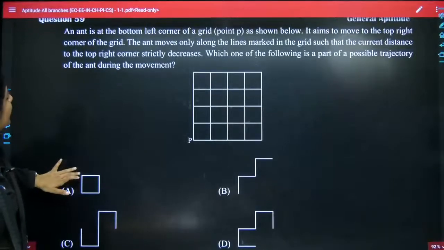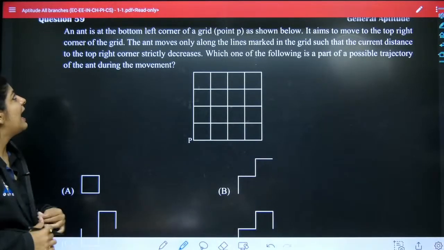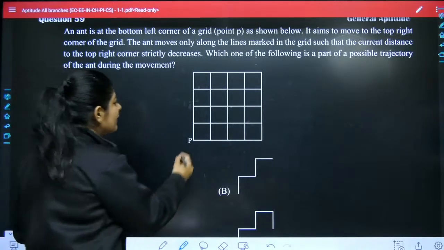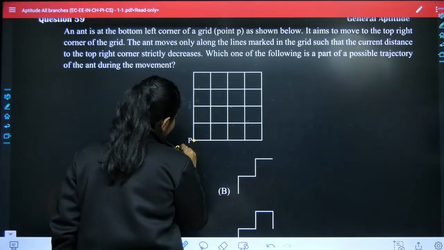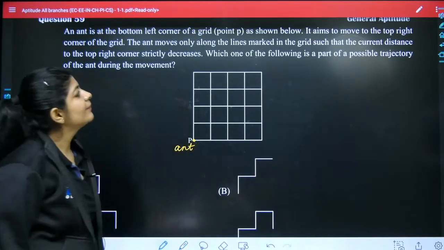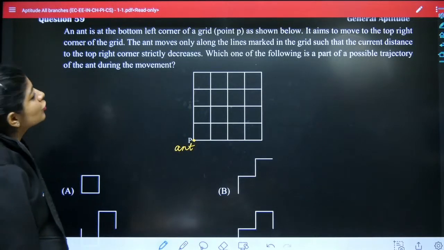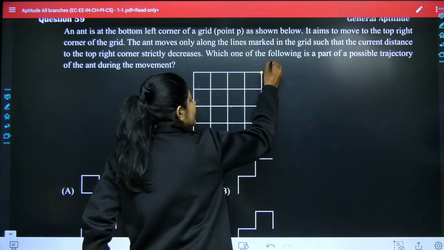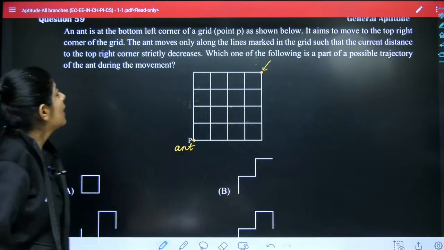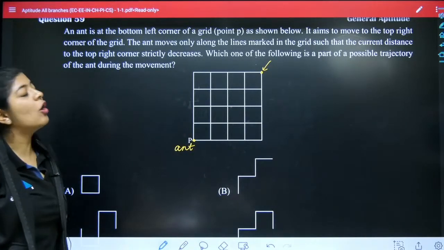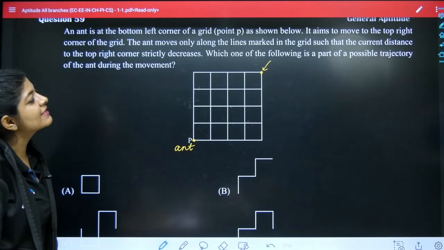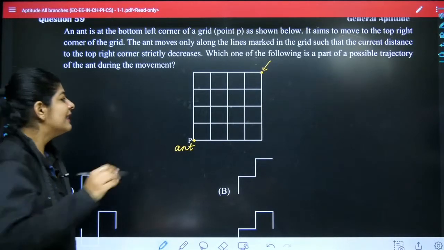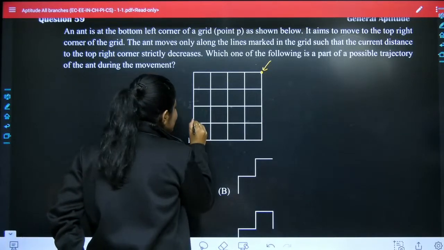Okay, here we have a question. An ant is at the bottom left corner of the grid, point P. Here we have an ant. It aims to move to the top right corner of the grid. She moves to reach here. This is the rightmost corner. Now the ant moves only along the lines marked in the grid such that the current distance to the top right corner strictly decreases. The ant can only move through these marked points.